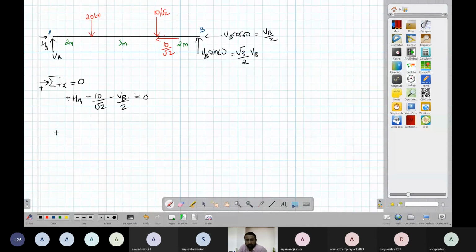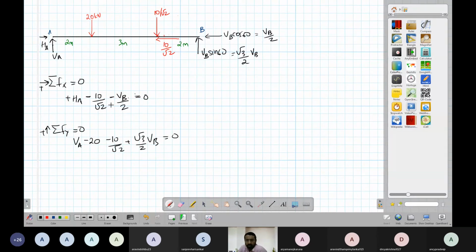Okay. Now second is summation of forces in y direction should be equal to 0, up positive. Now we have Fy equal to 0, up positive. Here we have a VA upward. We have a minus 20 here. We have a minus 10 by root 2 here. Okay. We have a plus root 3 by 2 VB here. Okay. This should be equal to 0.